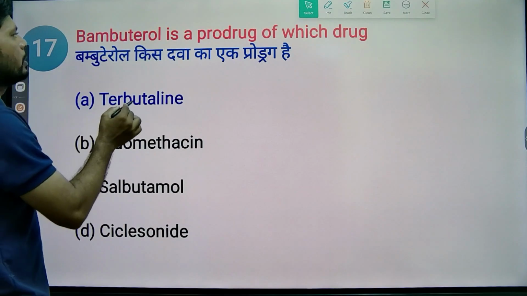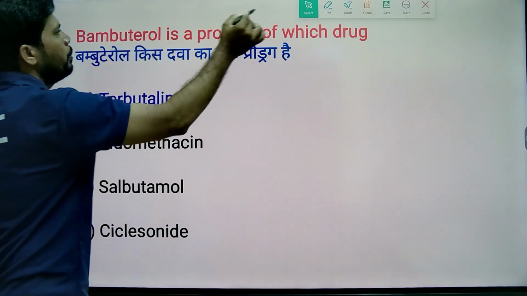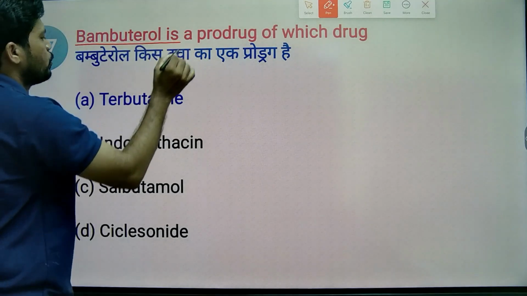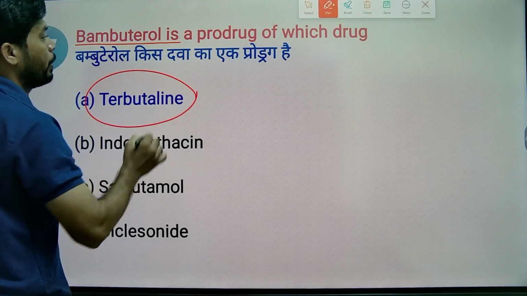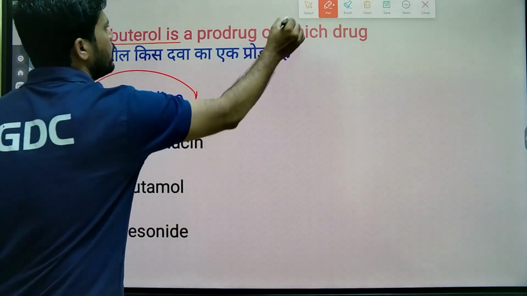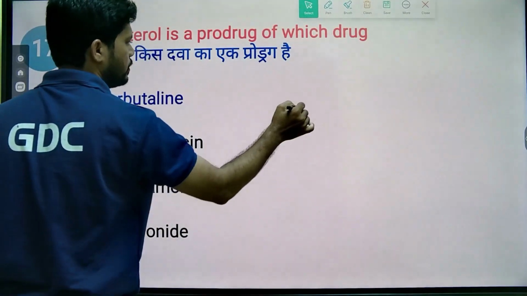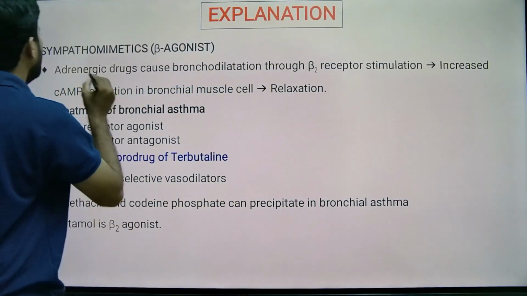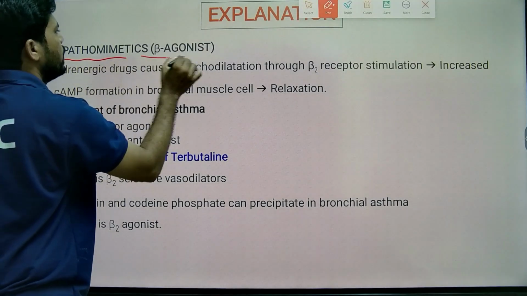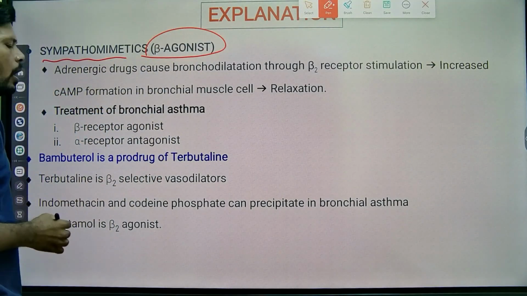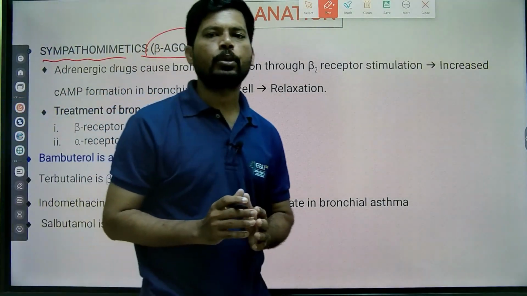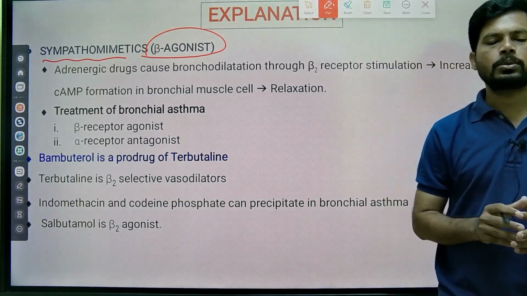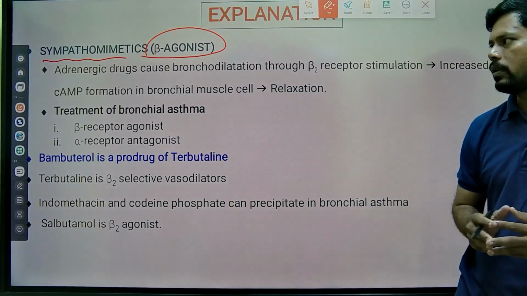Bambuterol is a prodrug of terbutaline. So here is the explanation. Sympathomimetics, beta receptor agonists, especially drugs like salbutamol, terbutaline, albuterol: all these drugs are beta 2 receptor agonists and help in the treatment of asthma.